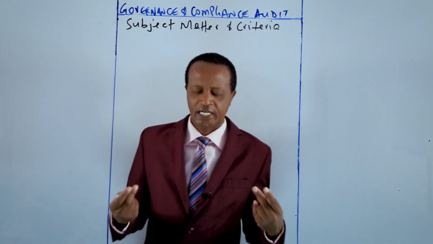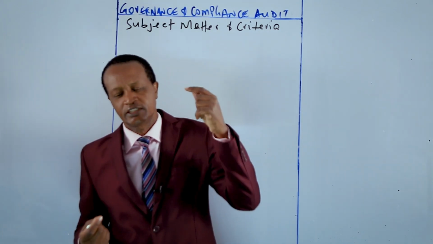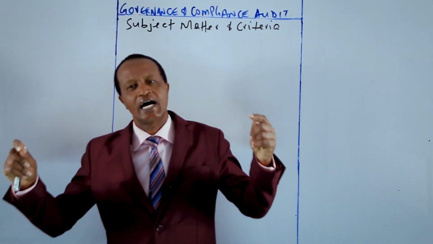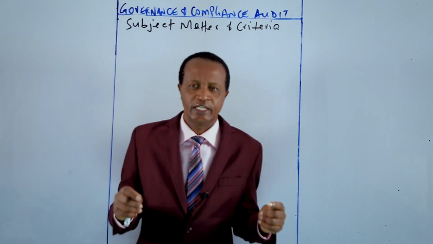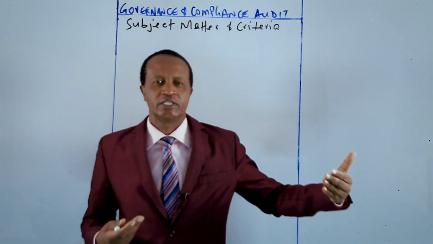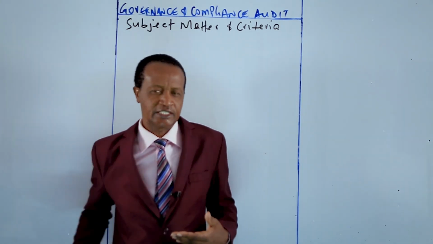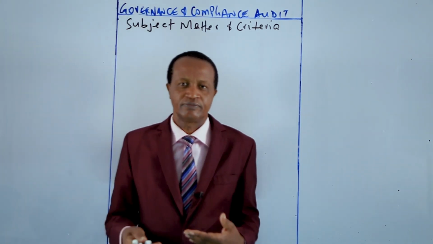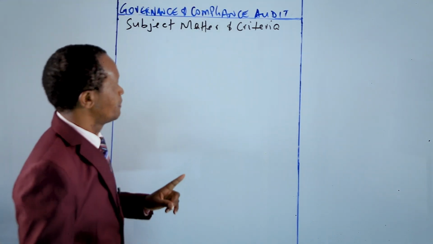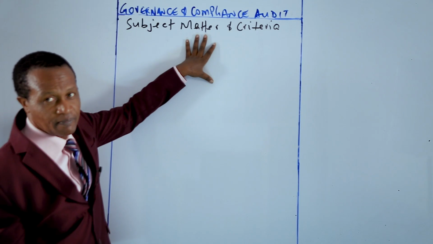Because these two elements are fundamental. That is, the subject matter and criteria are fundamental because they provide the framework for all subsequent audit activities, including evidence gathering, testing, and reporting. So these are two things: identifying subject matter and criteria.